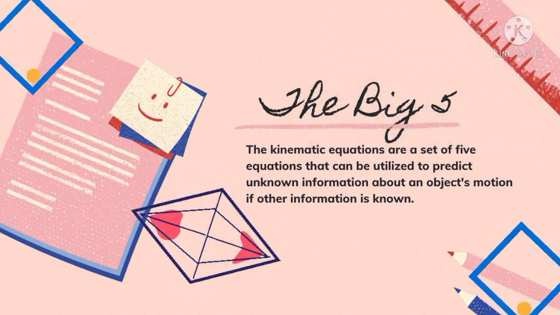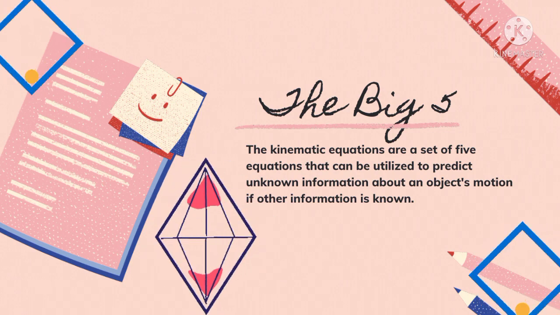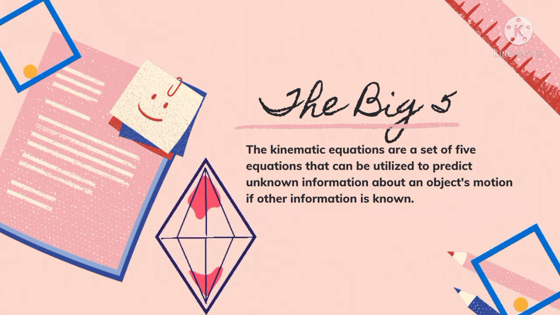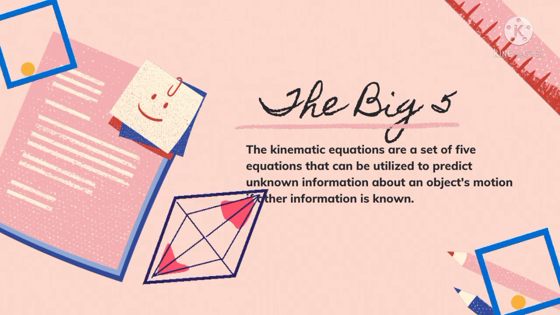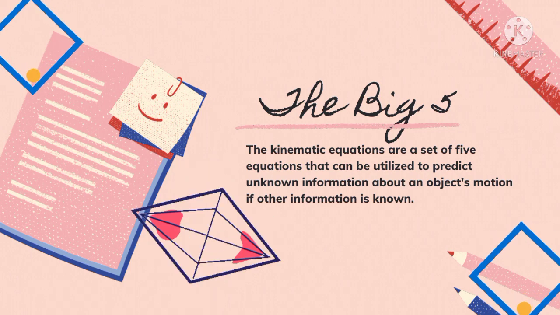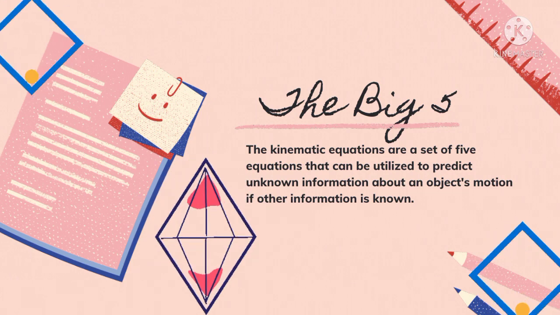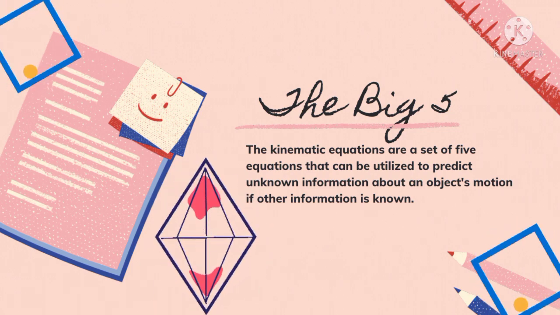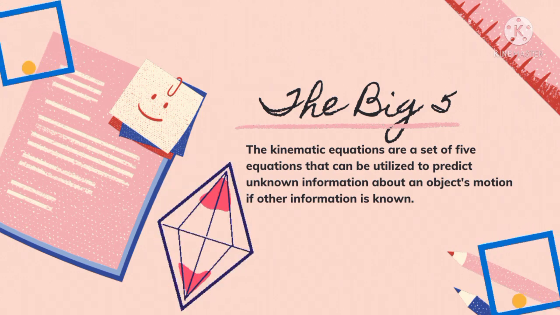The kinematic equations are a set of 5 equations that can be utilized to predict unknown information about an object's motion if other information is known. The equations can be utilized for any motion that can be described as being either a constant velocity motion or a constant acceleration motion. They can never be used over any time period during which the acceleration is changing.